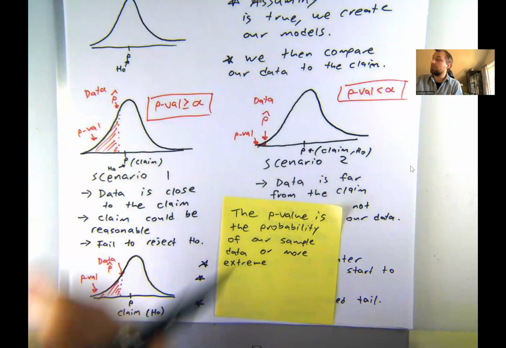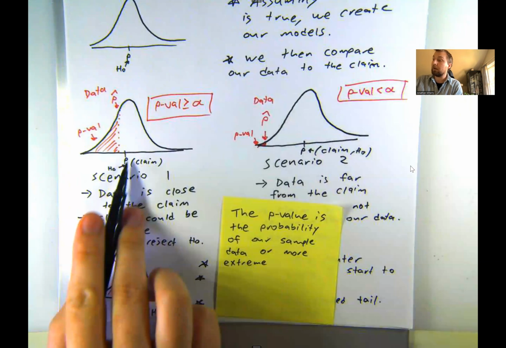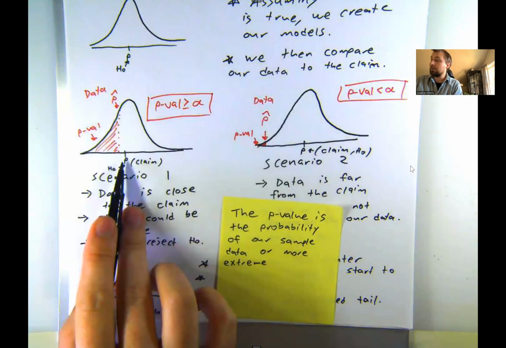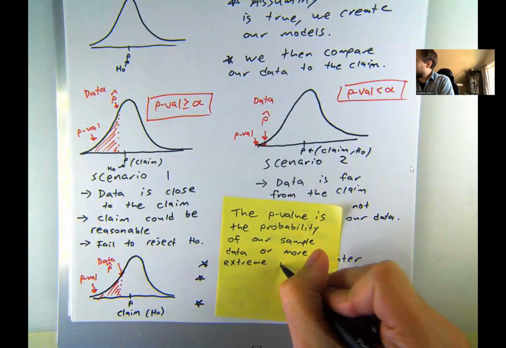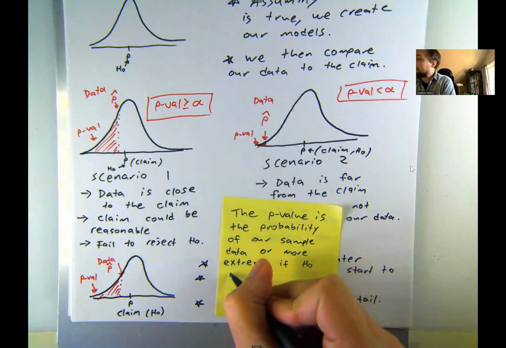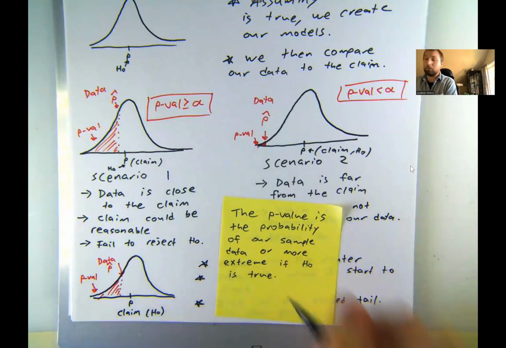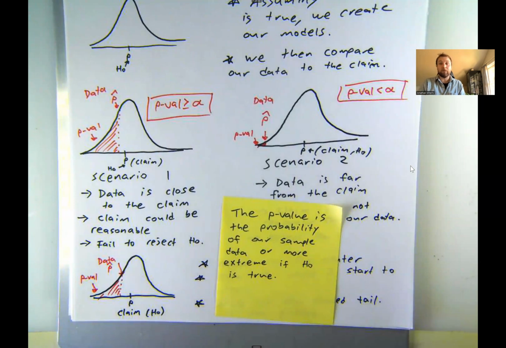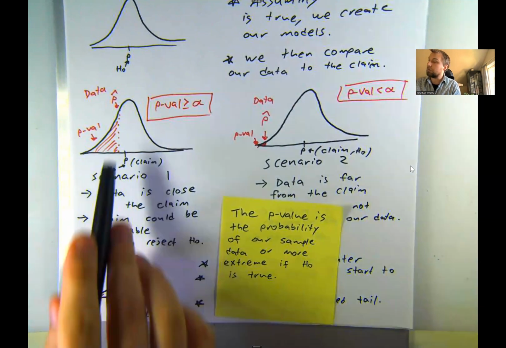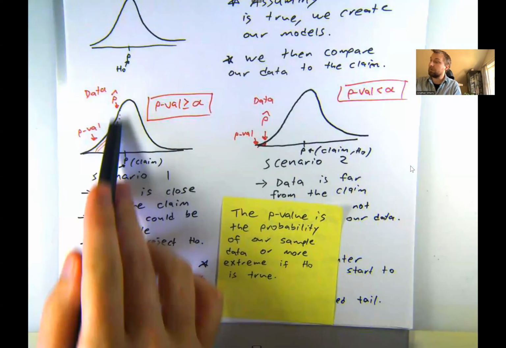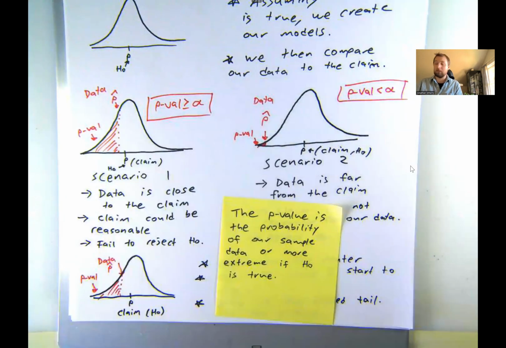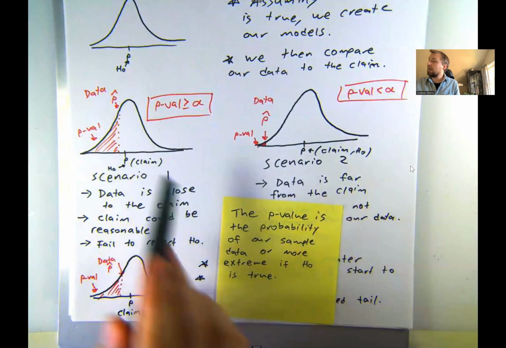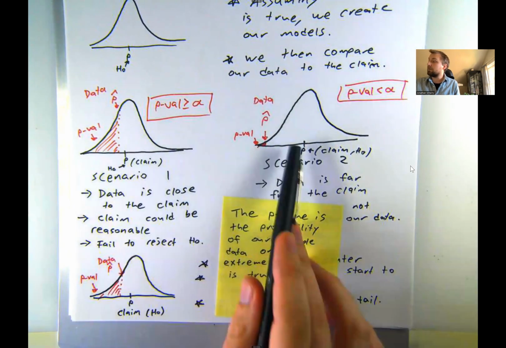But I need to know which curve this is on. More importantly, I need to know what I'm comparing this curve to. So I need to know what's in the center. So this is assuming the null hypothesis is in the center, if the null hypothesis is true. So the p-value is the probability of our sample data or more extreme if the null hypothesis is true. The p-value is the shaded in region that starts at the sample data and is shaded out compared to this claimed null hypothesis.